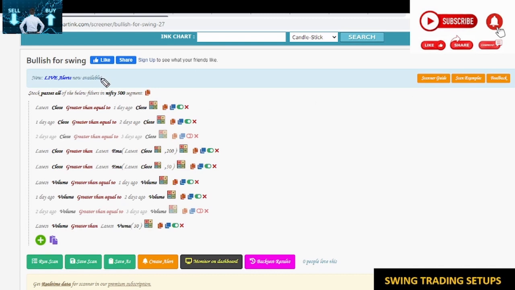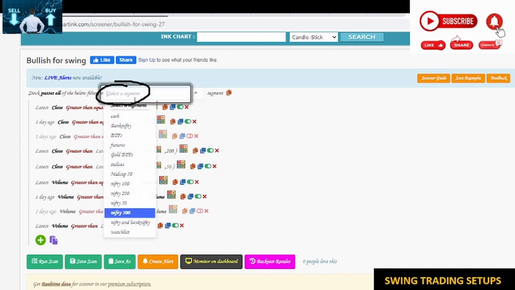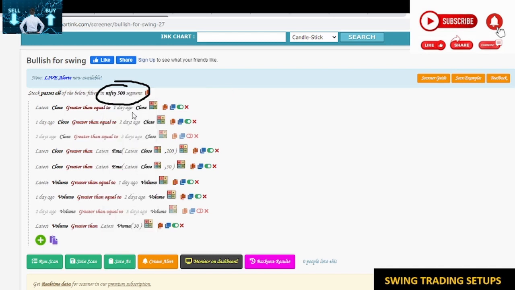And one more thing, very important. You can run this scanner on any of these segments. For example, let me show you. You can run it on cash segment, bank nifty segment, ETFs, futures, gold ETFs, indices, mid cap 50, nifty 100, whatever you want to. Right now I'm running it on nifty 500 stocks. Means every stock which is matching all these parameters will be coming in our list. Now let's run the scan and see what results we get.